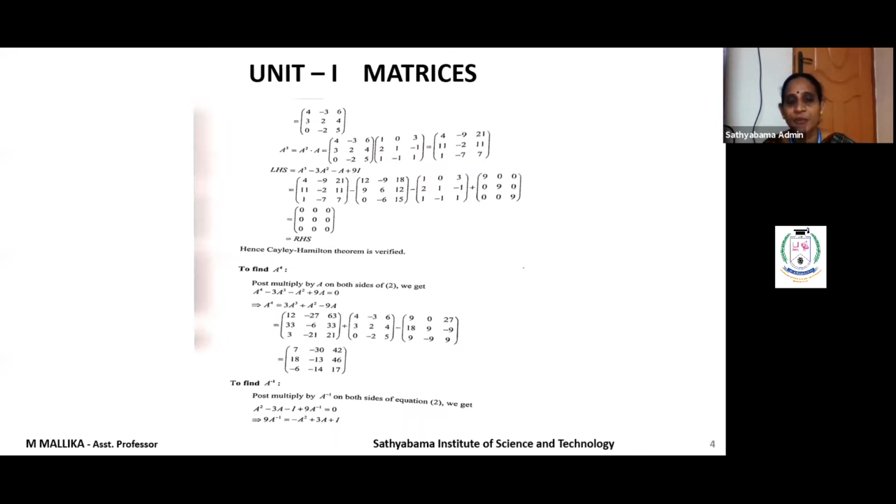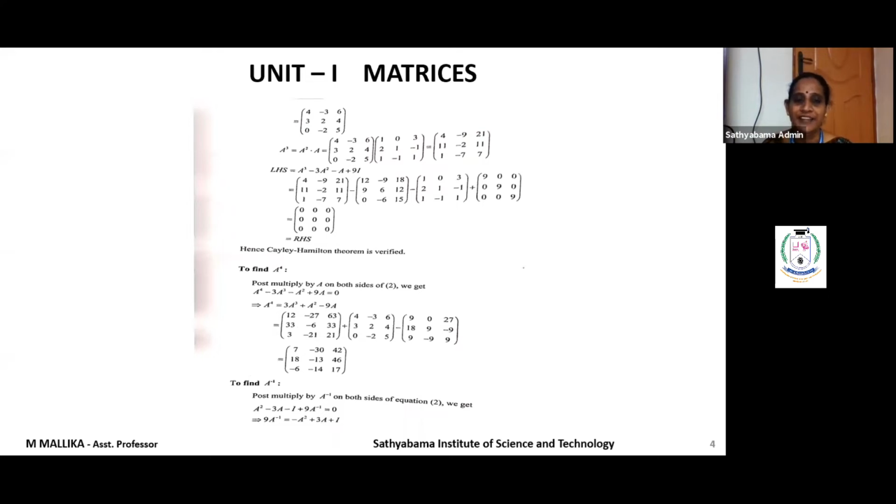From this, what is required is A power 4. So keep A power 4 on one side, take the remaining terms to the other side. So you will get A power 4 as 3A cube plus A square minus 9A. As usual, substitute the corresponding matrices. What is 3A cube? 3 times the A cube matrix, that is the first matrix, plus the A square matrix you write down, minus 9 times the A matrix you write down. Add everything and subtract everything, you will be getting one final matrix, that is the value for A power 4.